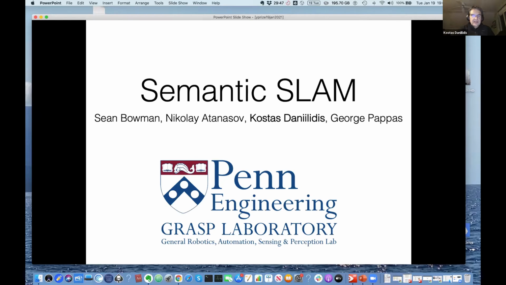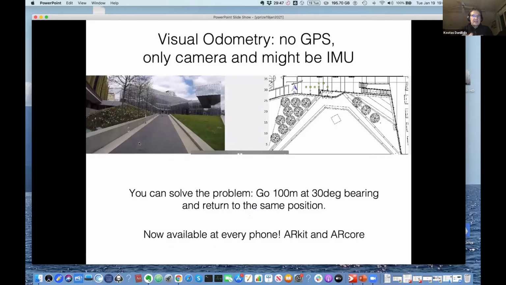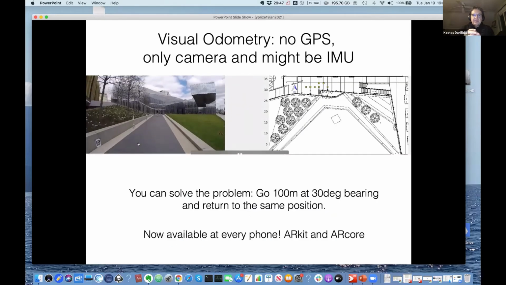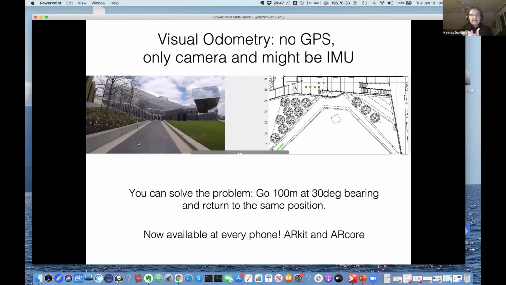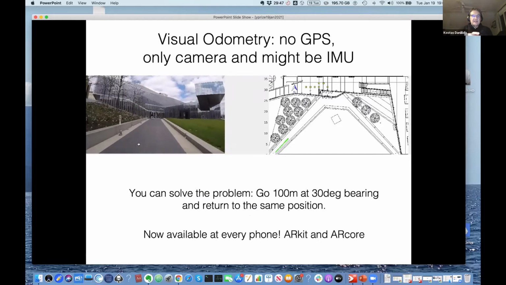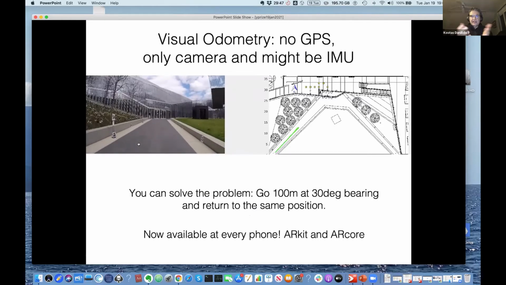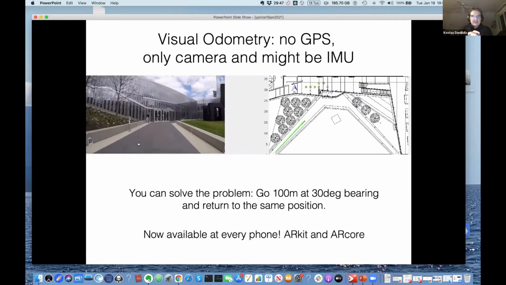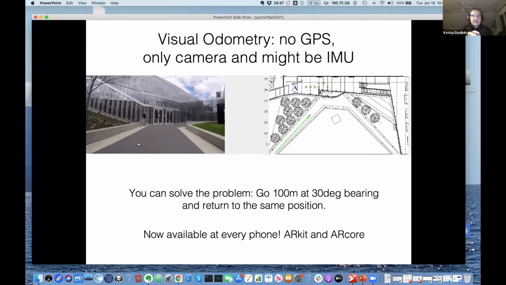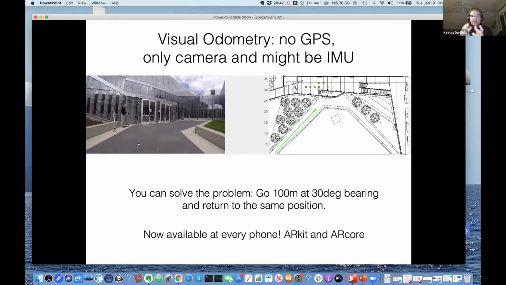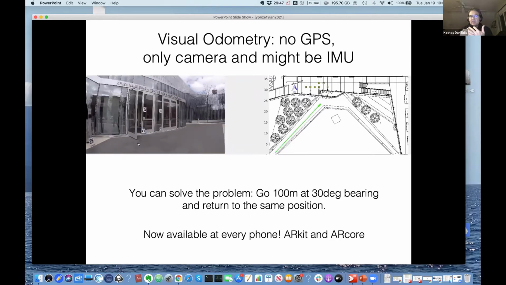So let me give you some short history and some definition of what exactly we mean by semantic SLAM. Before saying the word SLAM, I might say the word odometry. What odometry is really measuring is how much you have gone from one place. If you start at one point, how much and at which position you are with respect to your original point.